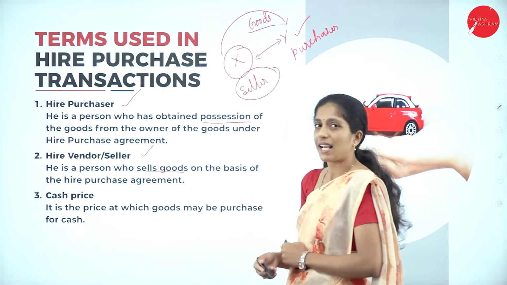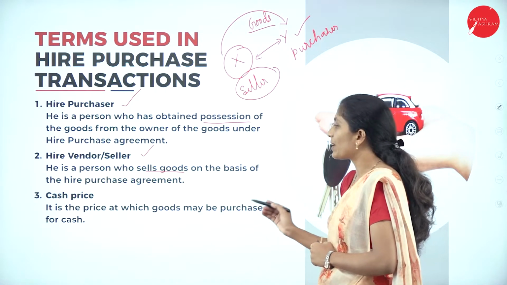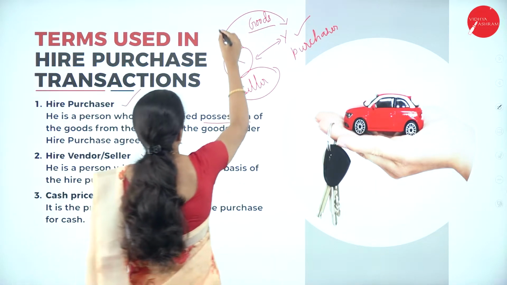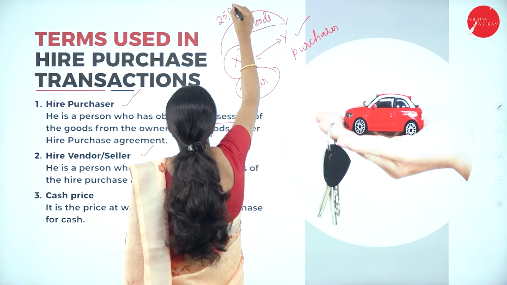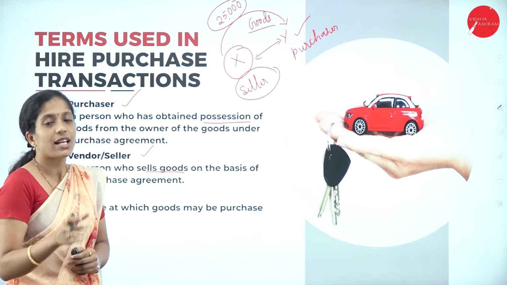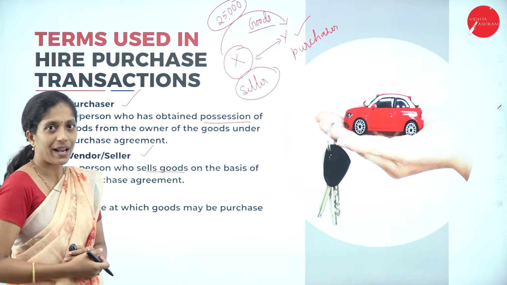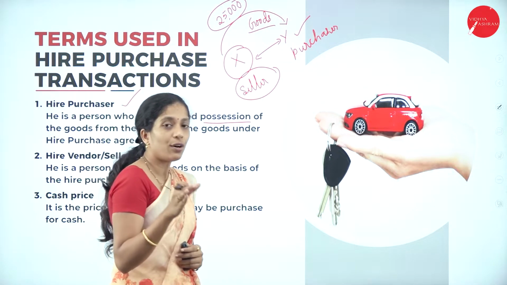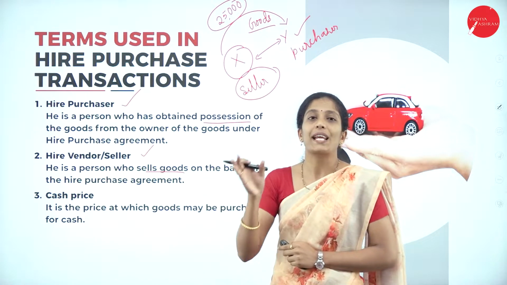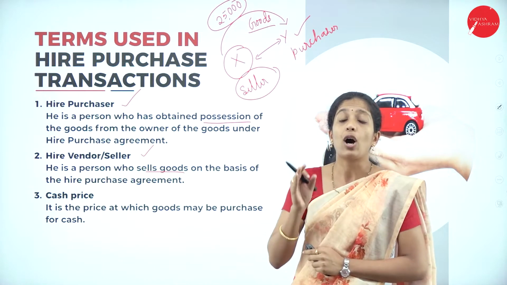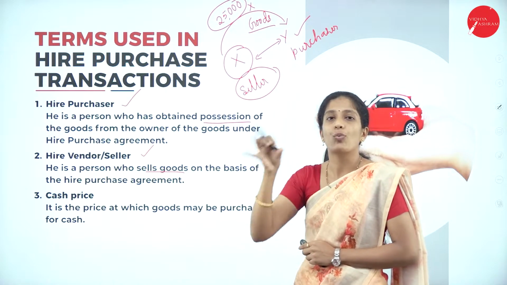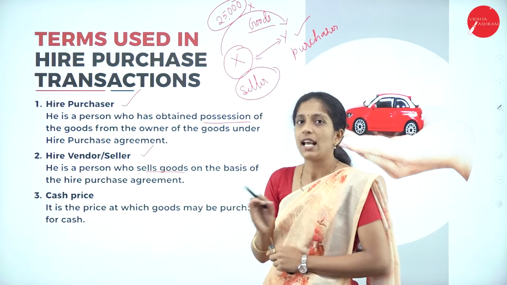Then what is a cash price? It is a price at which goods may be purchased for cash. For example, the value of a mobile phone is rupees 25,000. The actual value of the mobile phone without including interest is known as the cash price, the actual value of the goods. Now, these goods will be transferred to the hire purchaser, and the purchaser will make payment in the form of installments along with interest. So this amount does not include interest.